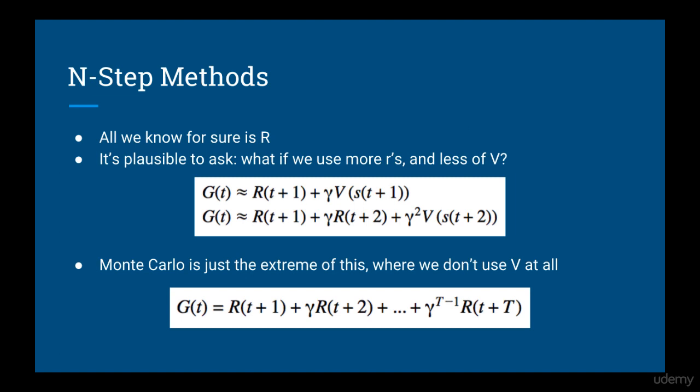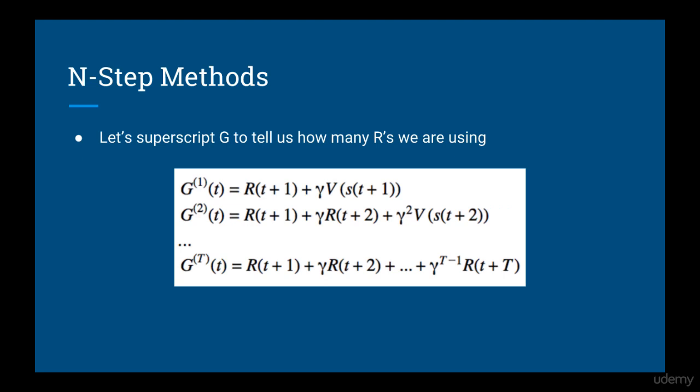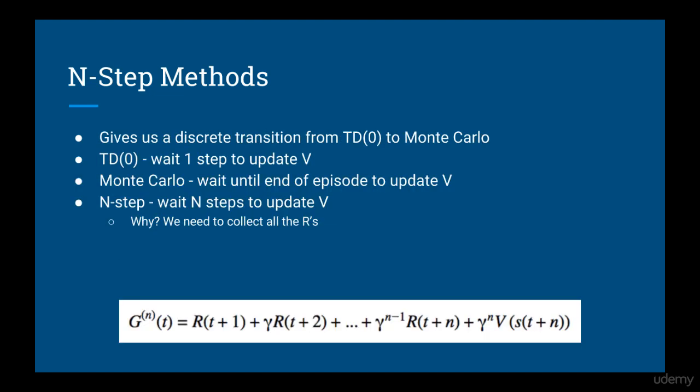So it's plausible then that if we use more r's and less of v, that our estimate of g becomes more accurate. For example, instead of taking the first reward and then using v to estimate the rest, we can take the first reward and the reward after that, and then use the next v to estimate the rest. Remember that Monte Carlo is just the extreme of this, where we don't use v at all. Note that we can superscript g to tell us how many r's we're using. So you see how this gives us sort of a discrete transition from TD0 to Monte Carlo.